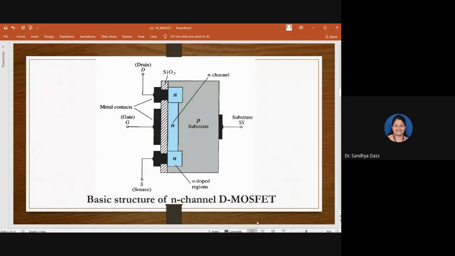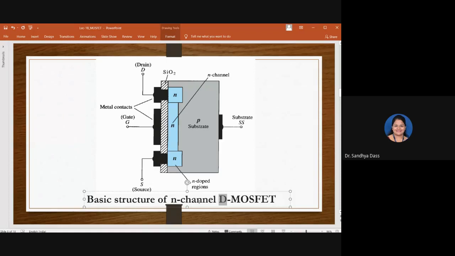So this is the basic structure of N-channel D MOSFET. When you say N-channel D MOSFET, D stands for depletion type. As I mentioned earlier, MOSFETs are of two types, enhancement type and depletion type. D stands for depletion, okay? And N-channel means that is the one through which there is a current flowing. The channel is the one where you have the current flow happening.